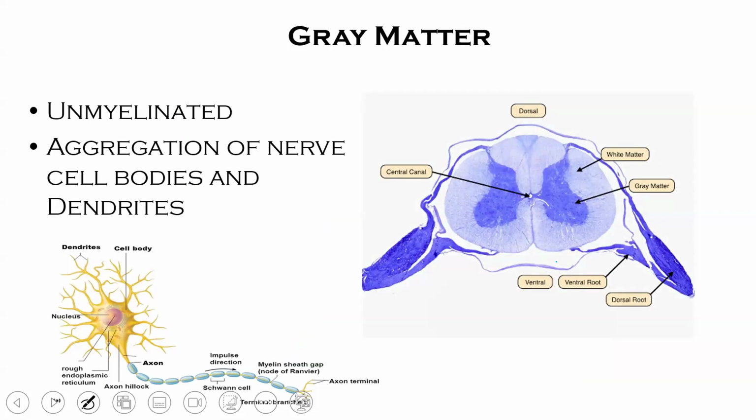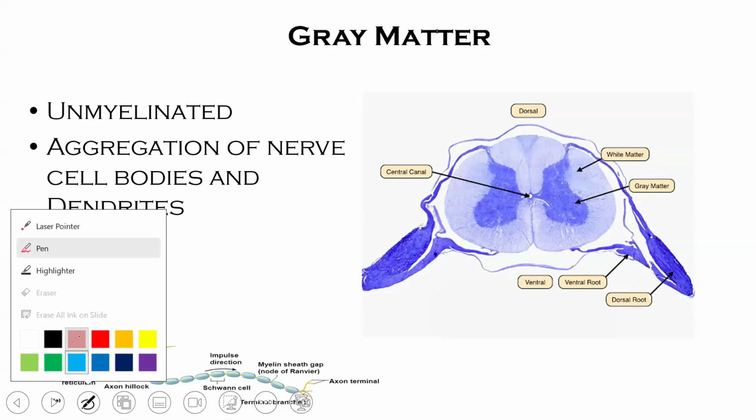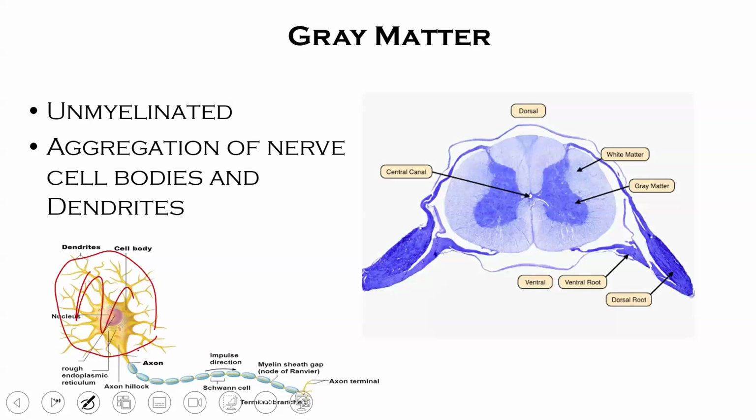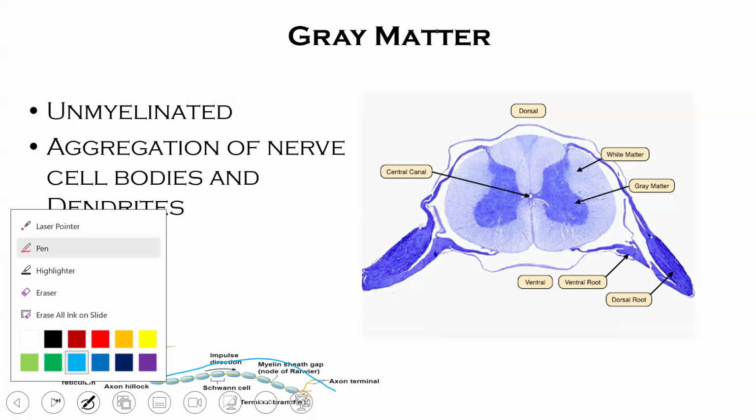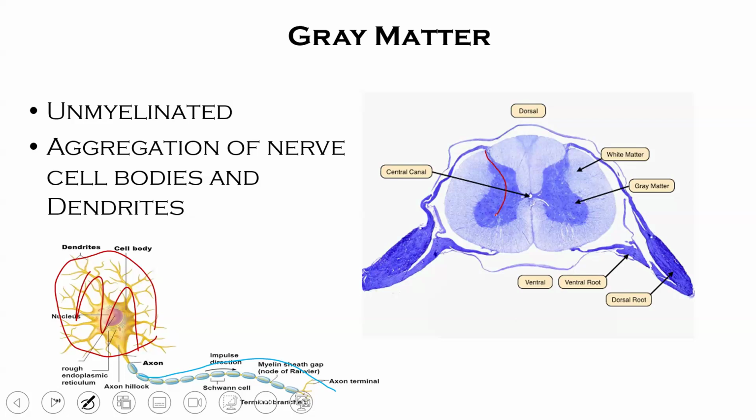Gray matter is unmyelinated, because what makes white matter white? Myelin. So gray matter is unmyelinated. It is just this collection of nerve cell bodies and dendrites. So this area right here is going to be the gray matter. Let's put that in red. This area here is going to be the gray matter, and then this area here is going to be the white matter. Over here on the right of this stained cross section of the spinal cord, this is the gray matter in here, no matter what color it is stained, and then this is the white matter around here.